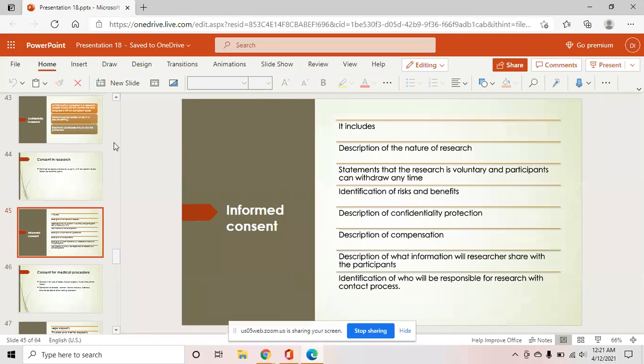Informed consent includes a description of the nature of the research, statements that the research is voluntary and participants can withdraw anytime, identification of risks and benefits, description of confidentiality protection, description of compensation, description of what information researchers will share with the participants, and identification of who will be responsible for the research, with a contact process.